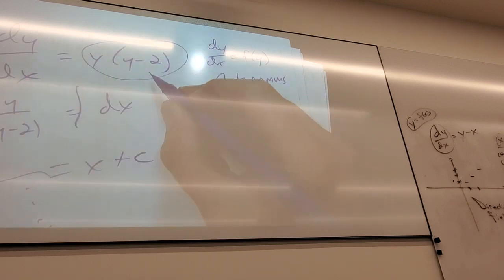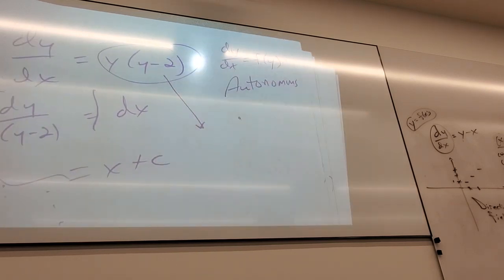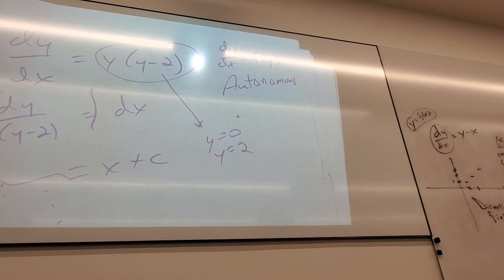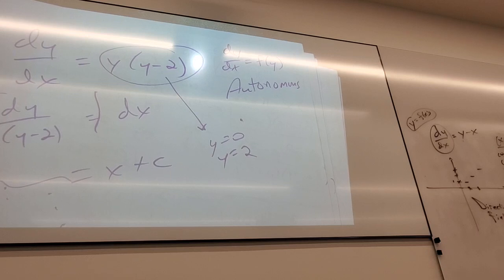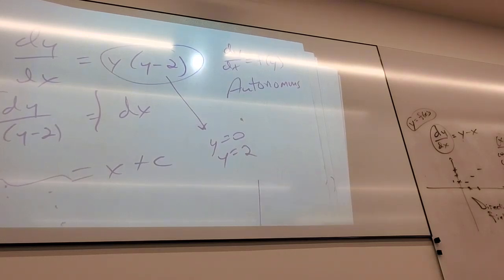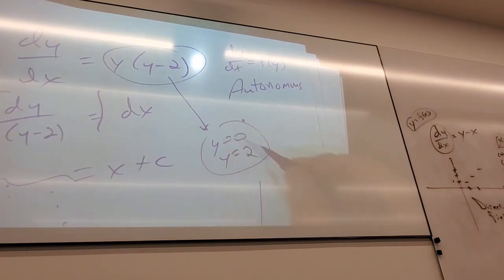Real quick also, before I forget, what is the trivial solution to this? This is very interesting. How many trivial solutions are there? Or let me say this differently: how many constant solutions are there? 2. What are they? 0 and 2. Those are basically the critical points. Do you see how this makes sense?